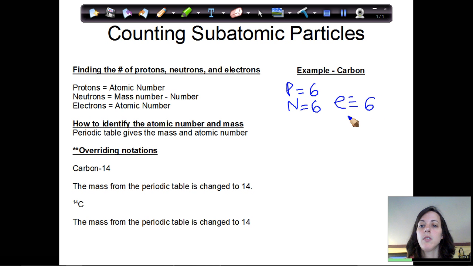And I typically would write e minus just to give you a little reminder that electrons have a negative charge and protons have a positive charge.